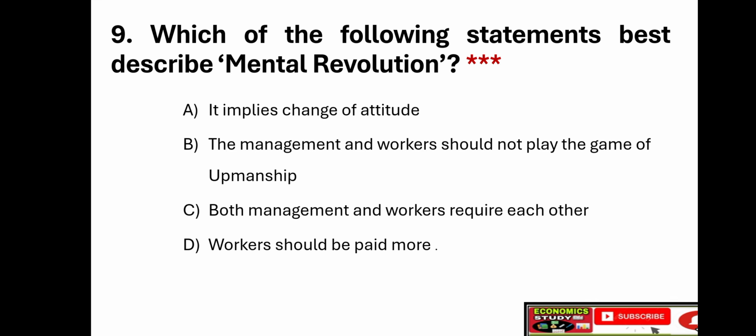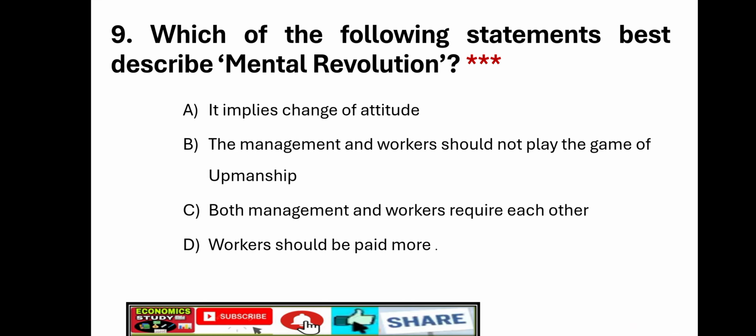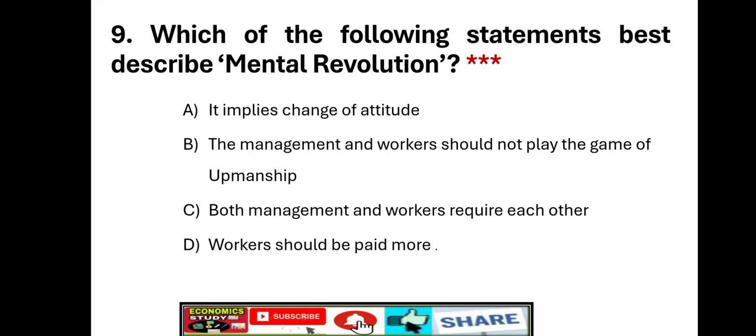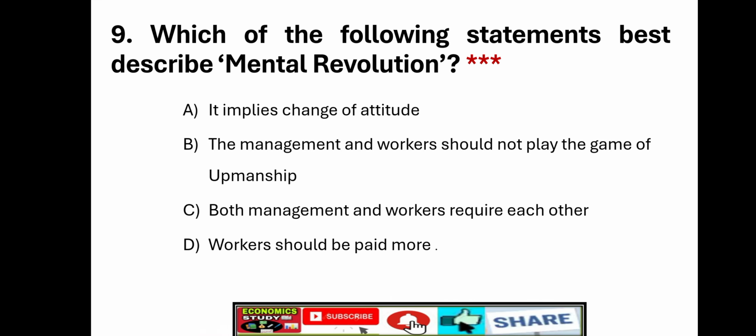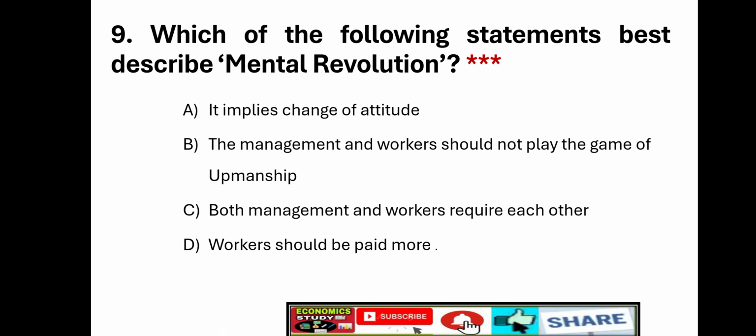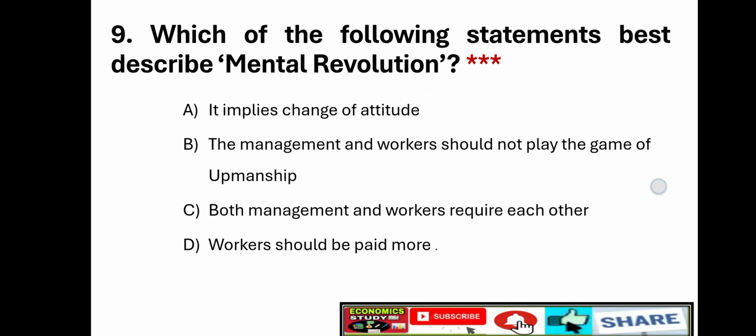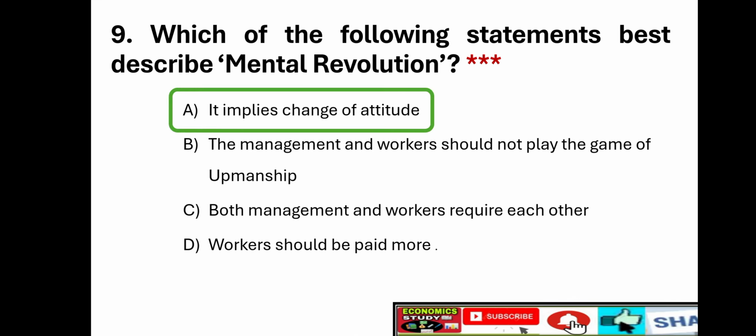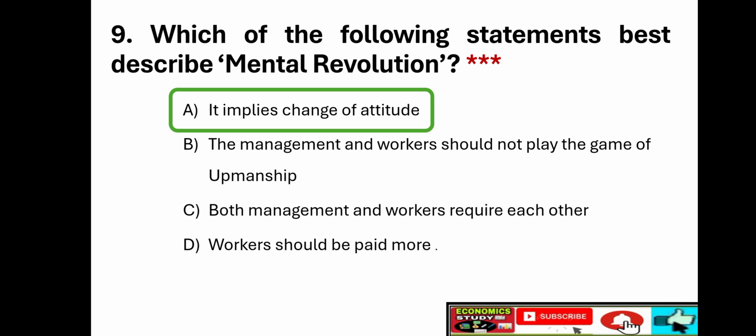Option A, it implies change of attitude. Option B, the management and workers should not play the game of one-upmanship. Option C, both management and workers require each other. Option D, workers should be paid more. Right answer is option A, it implies change of attitude.